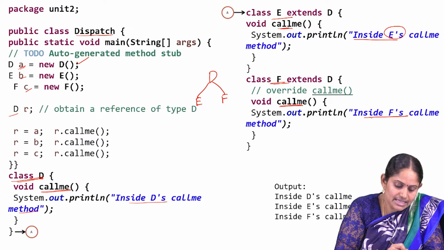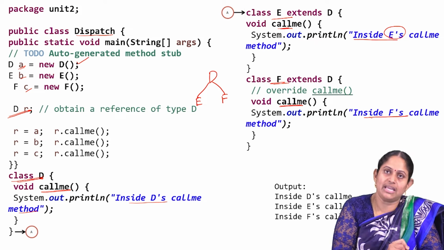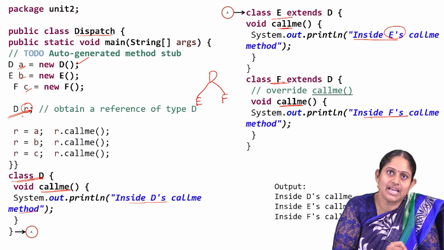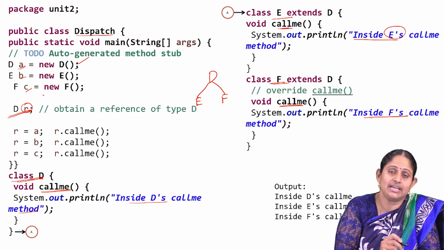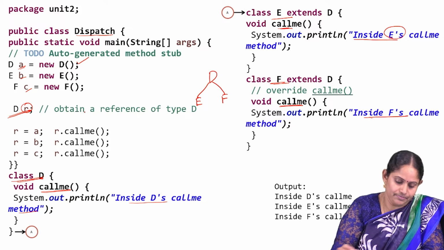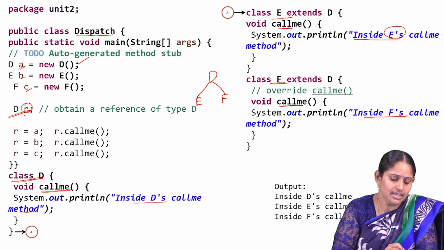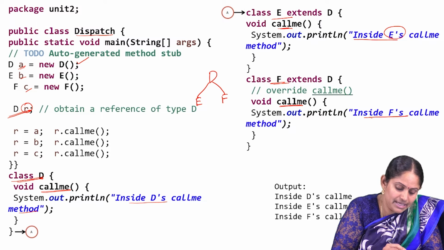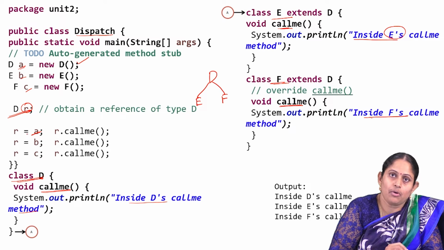Now we are creating a reference variable of type D, and using this reference variable of type D, we are accessing the objects of D, E and F. Okay, so what will happen? Let's see. Now here we have the parent. We are creating a parent class object, and that parent class reference is made to point to A.